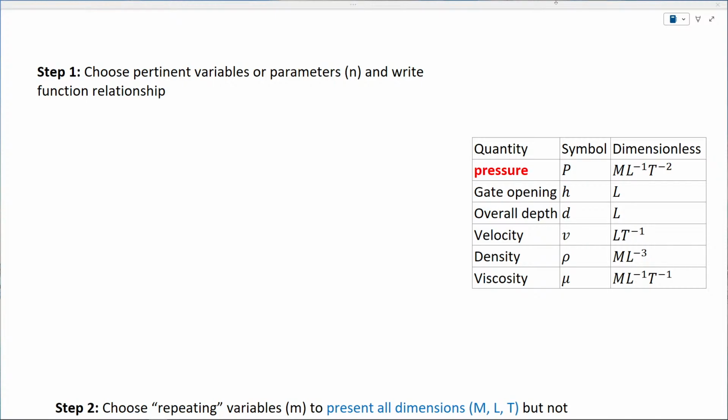Yeah. So basically, what this problem is telling us is that the pressure drop is a function of what? It is a function of the gate opening. It is a function of the overall depth. It is a function of the flow velocity. It is a function of the fluid properties, like density and viscosity. Yeah. So that is easy.